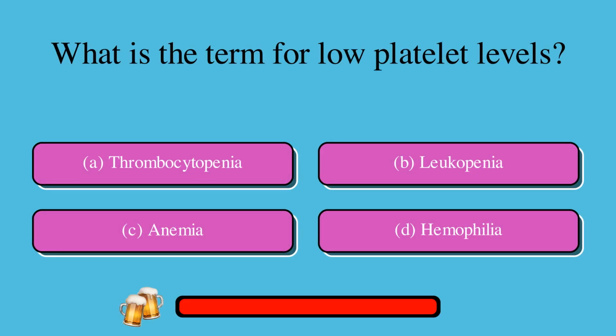What is the term for low platelet levels? A. Thrombocytopenia, B. Leukopenia, C. Anemia, or D. Hemophilia? The correct answer is A. Thrombocytopenia.